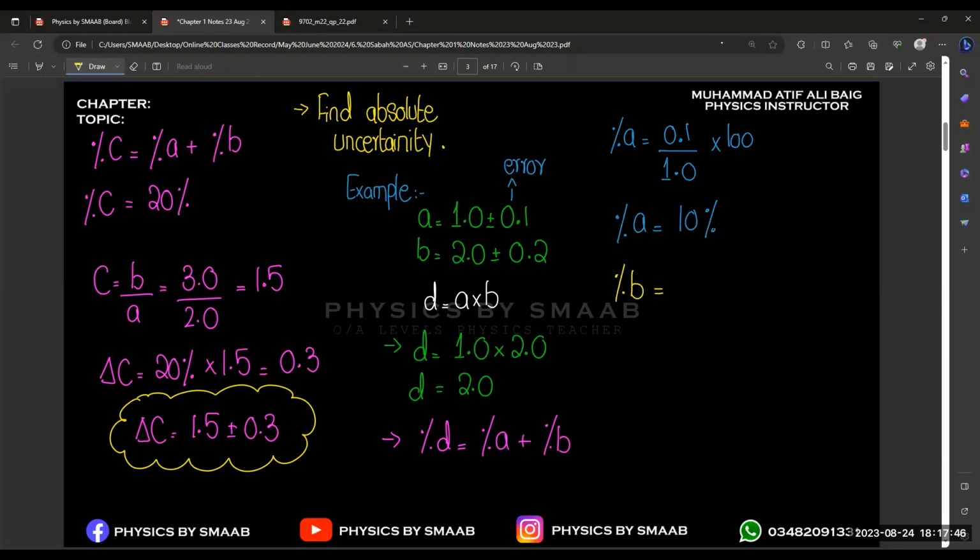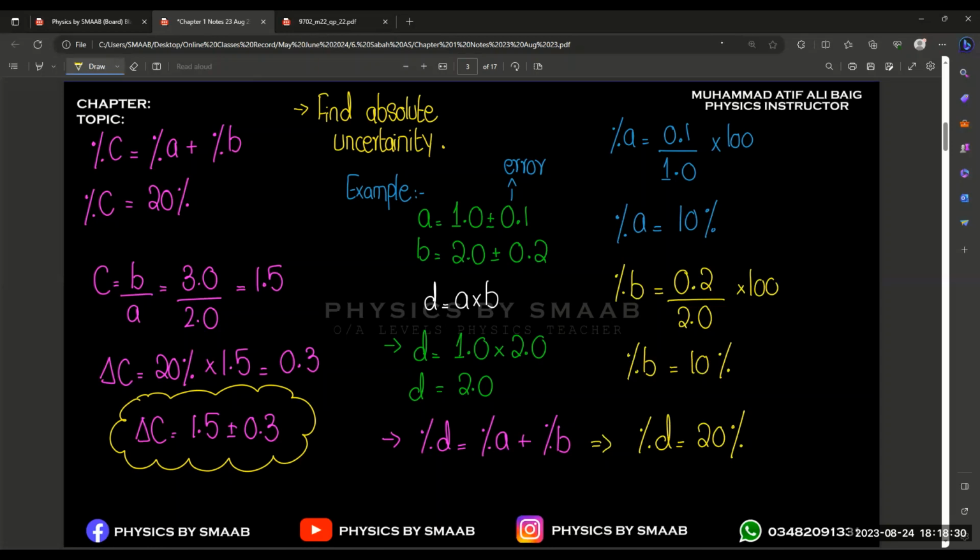So for B, we are going to use the same thing, 0.2 divided by 2.0 multiplied by 100. So again, you will get the same 10% error, right? So the percentage error of A and B is calculated. Now we need to add them according to this equation. So according to this equation, the total percentage error will be 20%, right?